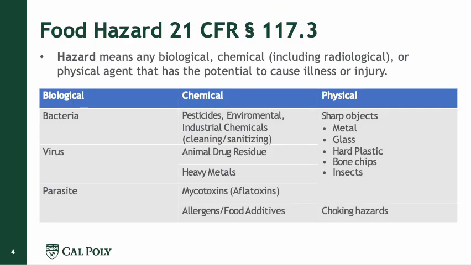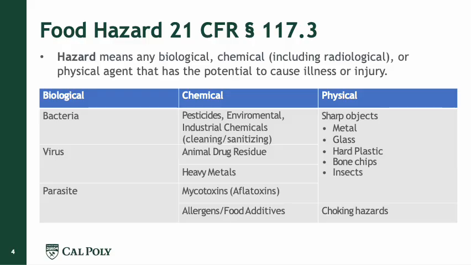When we think about a hazard, it is any biological, chemical, or physical agent that has the potential to cause an illness. We can see this table here, and we have the classification, which is biological, chemical, and physical. If we think about examples of biological hazards, we can have bacteria, virus, and parasite.